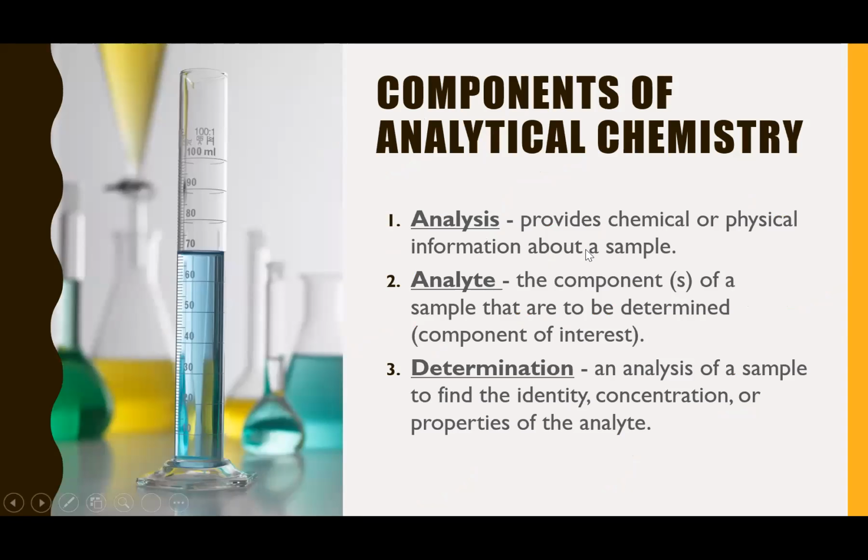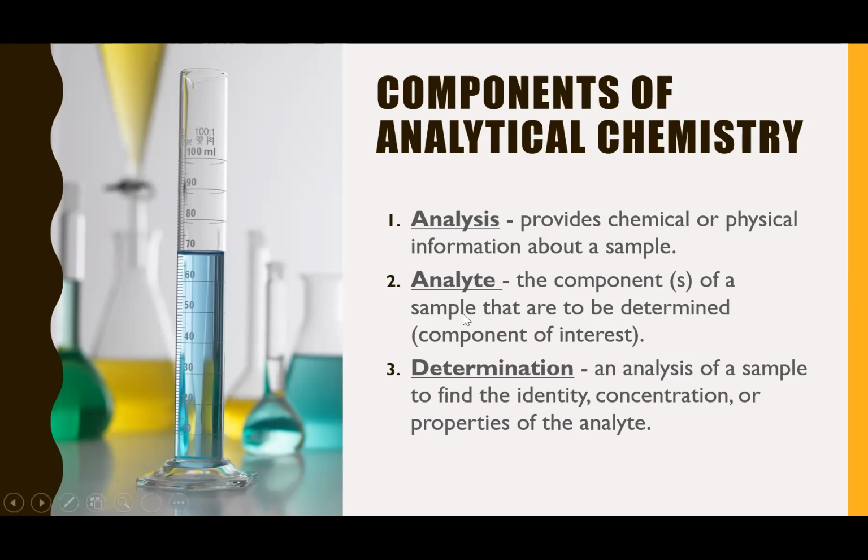So when we talk about analytical chemistry, there are three important terms that you need to understand. First, the term analysis. Analysis means a process that you do to provide chemical or physical information about a sample. So when you want to do characterization analysis, for example, it means that you want to provide characteristic information about the sample. Okay, so analysis is a process done to provide chemical or physical information about a sample.